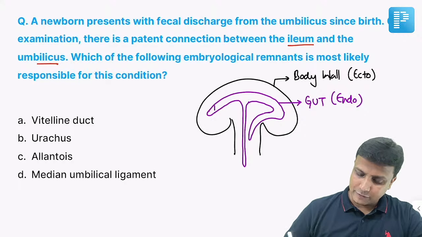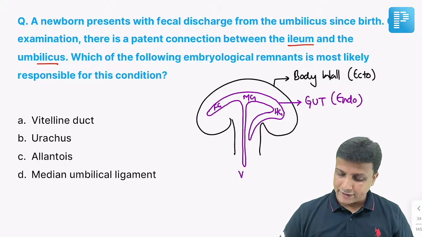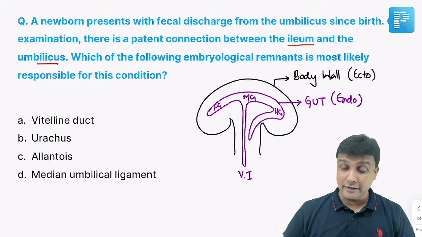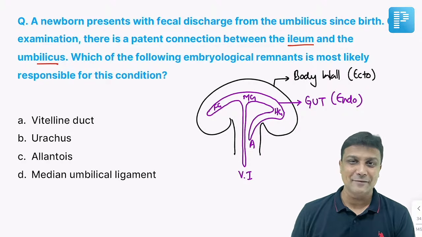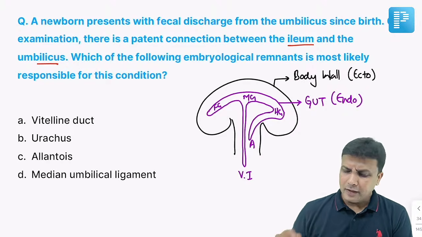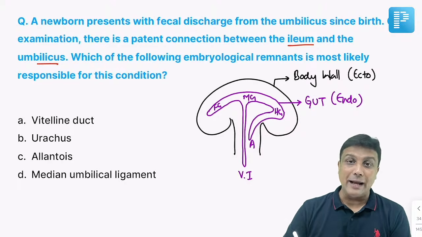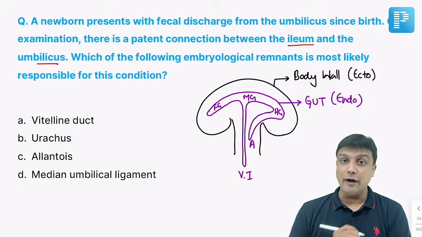This here will be the foregut, this the midgut, and this the hindgut. The extension from the midgut here is the vitello-intestinal duct, or the vitelline duct. And from the hindgut, this extension here will be the allantois. Now, normally in healthy babies, what should happen? The vitello-intestinal duct has to be completely closed. It has to be gone.